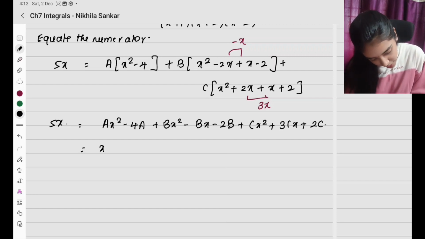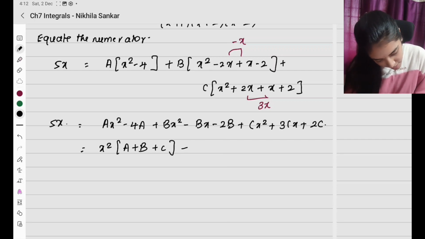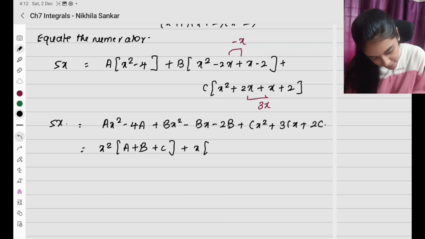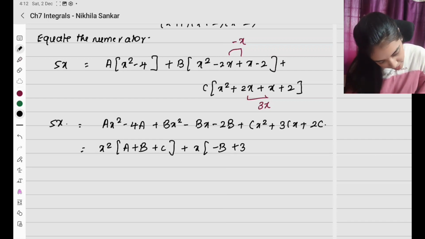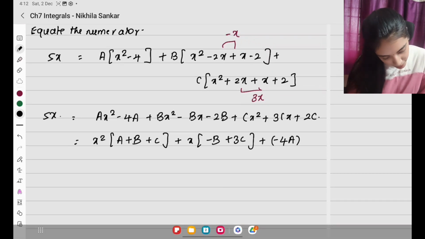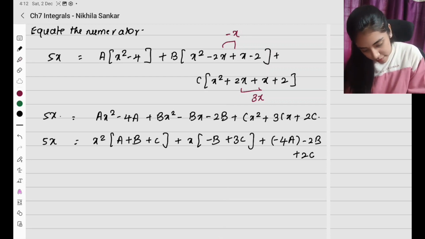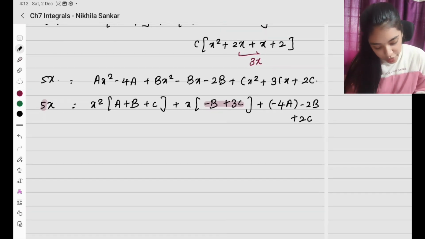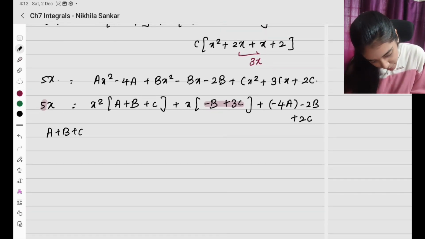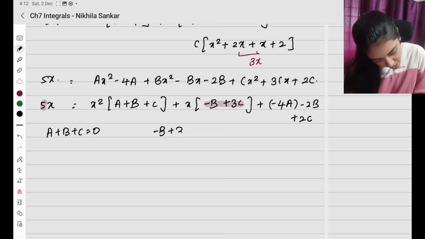So when I club the x square terms, I have a plus b plus c plus x terms club panna, I have minus b plus 3c plus constant terms are minus 4a minus 2b plus 2c equals 5x. So what can I equate? Minus b plus 3c mattumda irukku x oda coefficient. So I basically have a plus b plus c equals 0, minus b plus 3c equals 5. Here I have minus 4a minus 2b plus 2c equals 0.